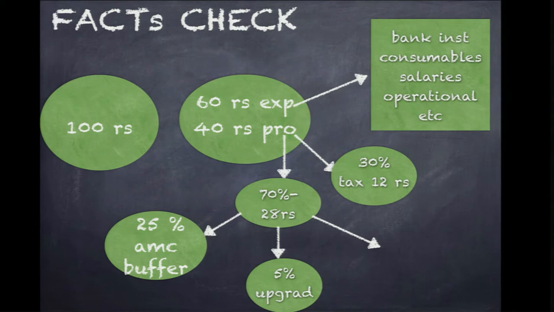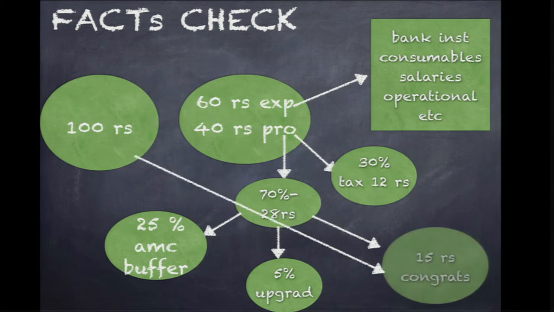If you earn 100 rupees, 60 rupees goes in expenditure, like paying your bank interest, consumables, salaries, operational expenditures. 40% is the profit you declare, out of which 30% you pay as tax, that is 12 rupees. 70% goes into AMC, or is kept as a buffer to buy new machines or upgrade yourself. What will be left with you is only maybe 15 rupees out of 100, your take-home, tax-paid money after this.